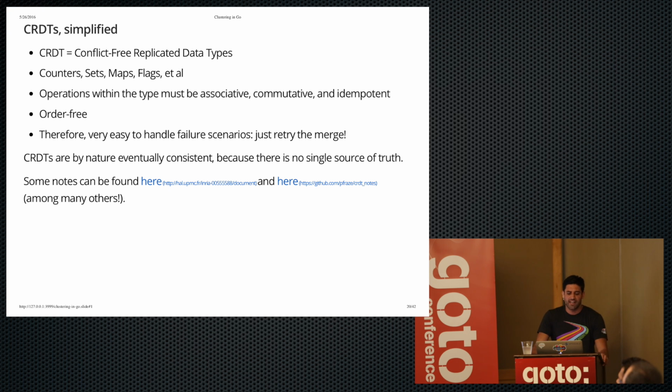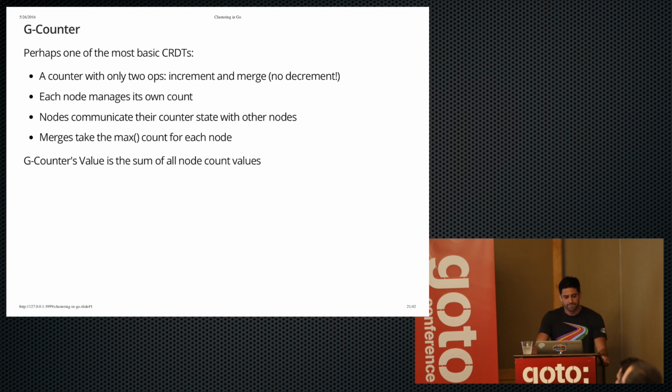So CRDTs, because of that, are by nature eventually consistent. There is no single source of truth. This works really well for our made-up scenario. The most basic of these, the one that I'm actually going to implement, is called a G counter. It is very cleverly named that way because it is a grow-only counter. It has literally just two operations, increment and merge. So it only goes up, it never comes down.